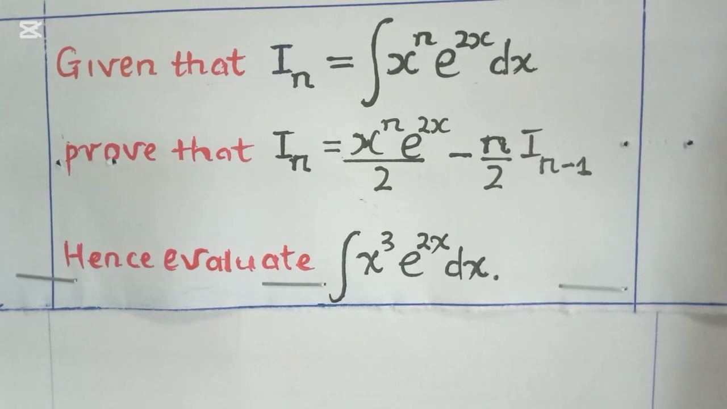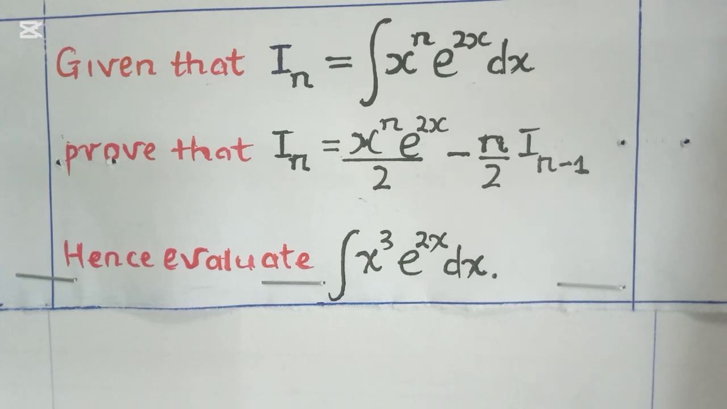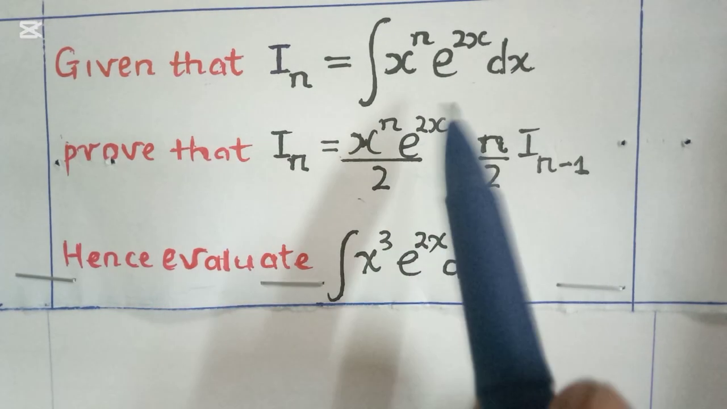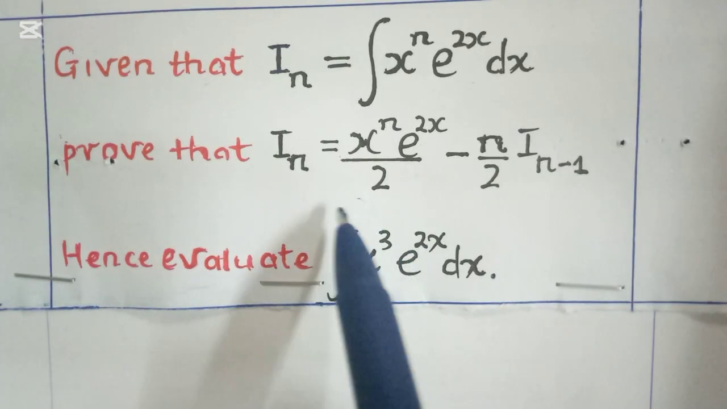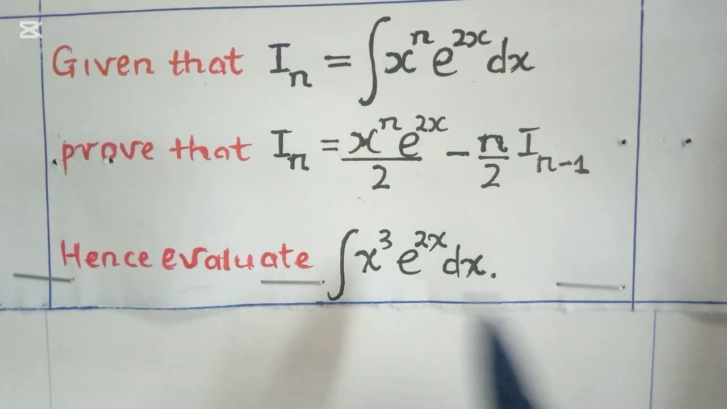I read the question. Given that I_n is equal to the integral of x raised to n multiplied by e raised to 2x dx, prove that I_n is equal to that. Hence, evaluate. So the first thing, guys, we are going to integrate so that we can prove that this is equal to this. And this one we do integration by parts.